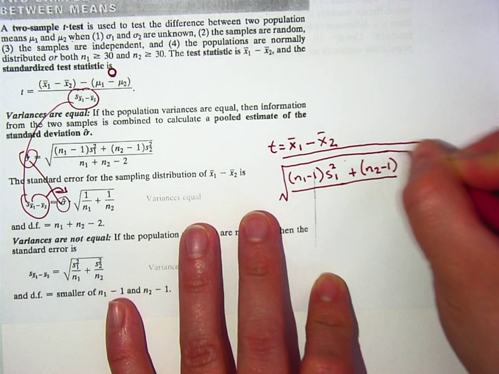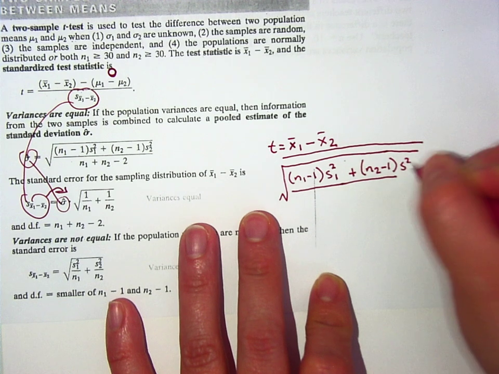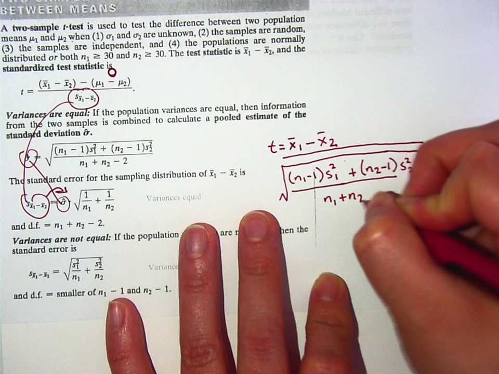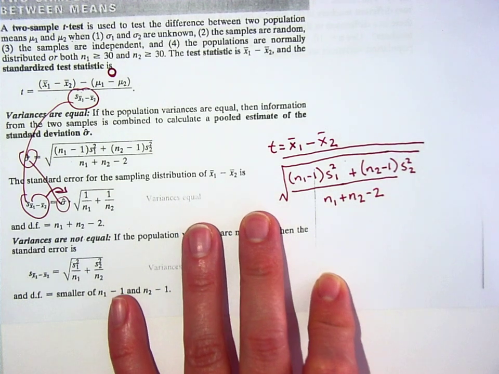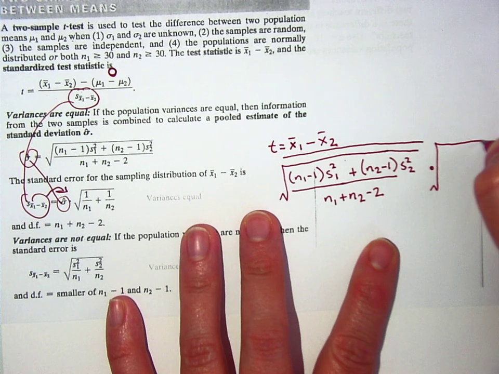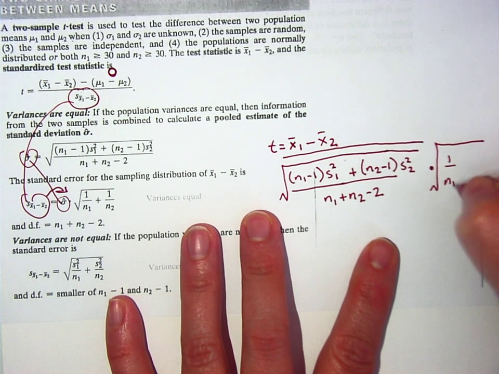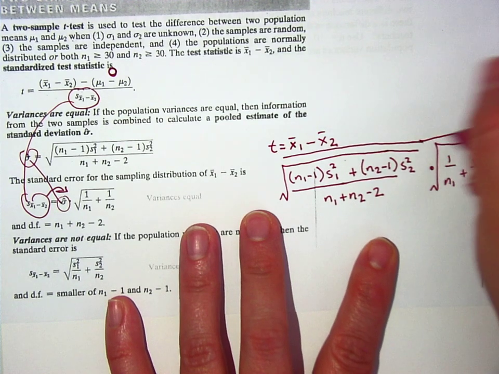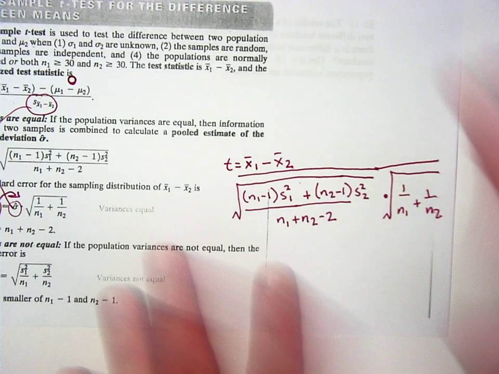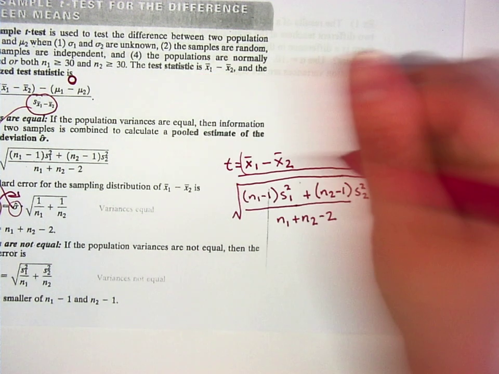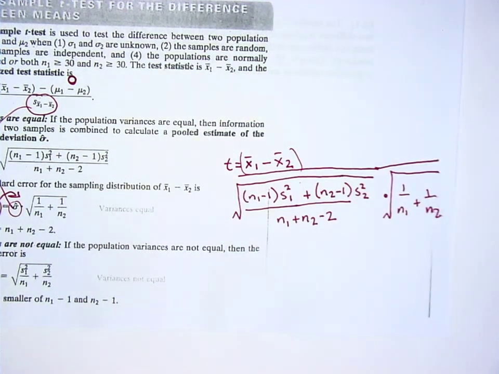This is why I was confused that this formula wasn't on your sheet. But I think they're just going to have you do the thing. And then that's multiplied by another square root, which is 1 over n1 plus 1 over n2. So it's like this huge fraction where the top is x bar 1 minus x bar 2, and then the bottom is that big mess.